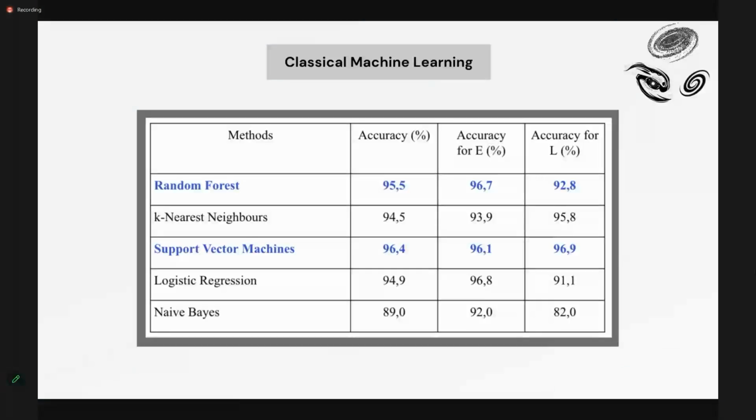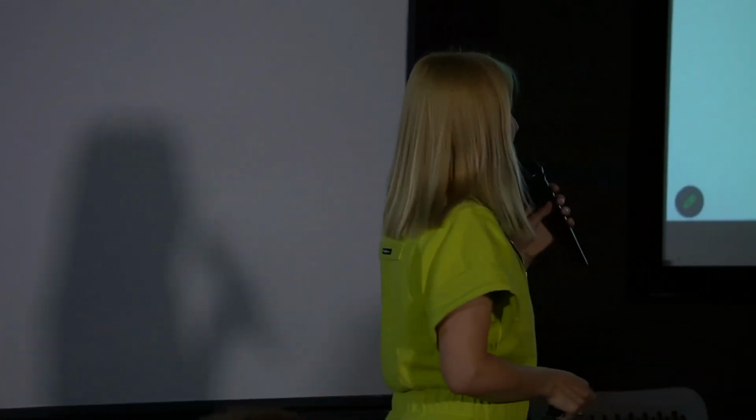But as you can see, most of these classifiers give us a good result. It's 94 or 95. The difference is not so big, except for naive Bayes. Random forest or support vector machine.